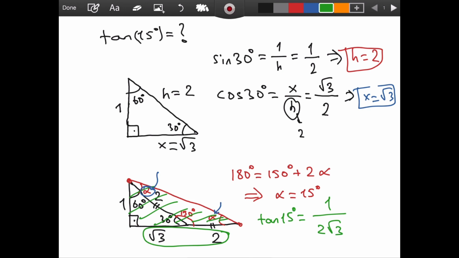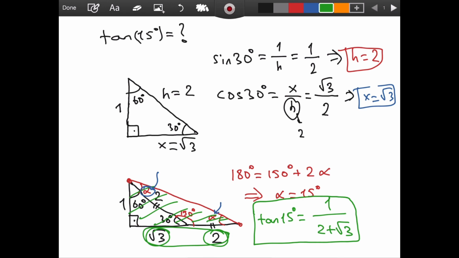No. Why would we multiply them? We should add them, right? We have square root of 3 here and 2 here. They are added. The sides are added together. They are connected. So we should add their length as well. So we get 2 plus the square root of 3. And this is actually the exact value of tangent 15 degrees.